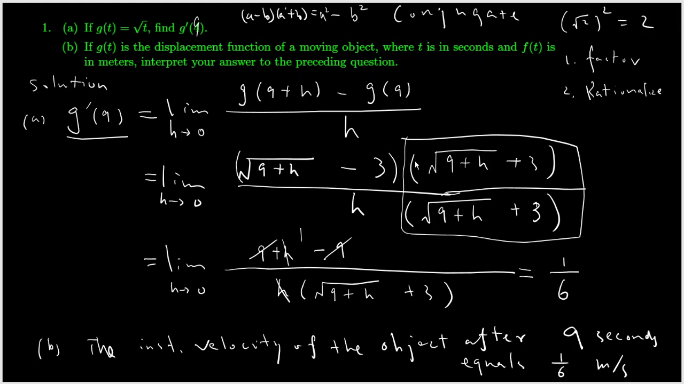Okay. The wording could be a little bit clumsy. I think I like: 1/6 meters per second is the instantaneous velocity after 9 seconds, right? However you say it, as long as the meaning is clear, it's fine. Okay. Now remember the second technique I just told you, rationalizing.